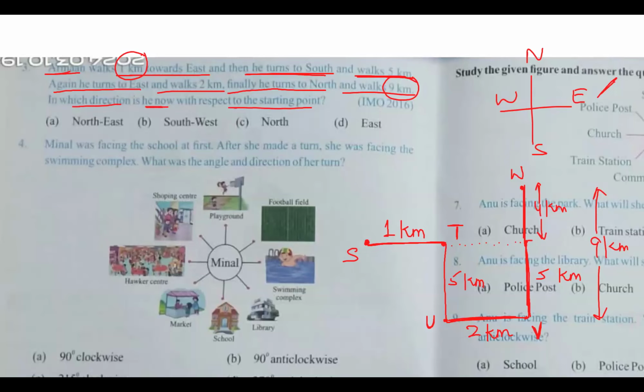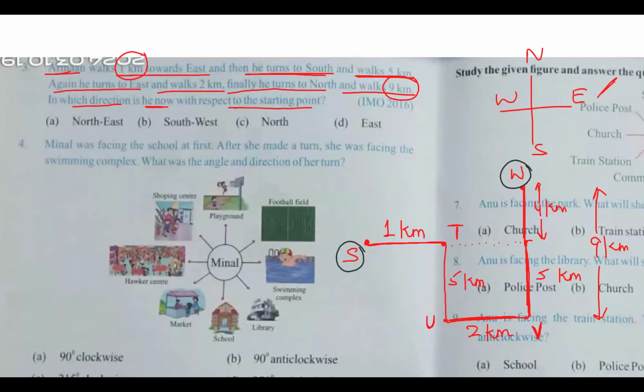Now that means we have to find the relation between which two points, which two directions. This was the starting point and W is the final point at which he is standing. Okay, the question asks, in which direction is he now with respect to the starting point? It is not asked which direction he is facing now.